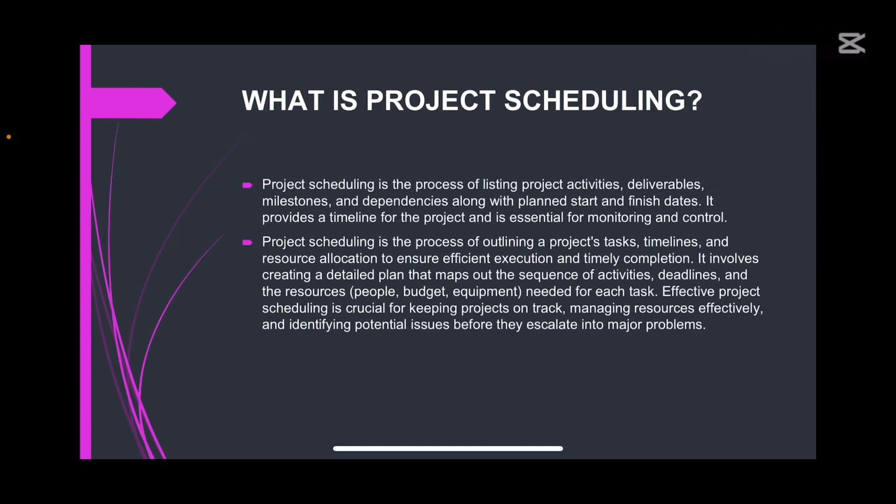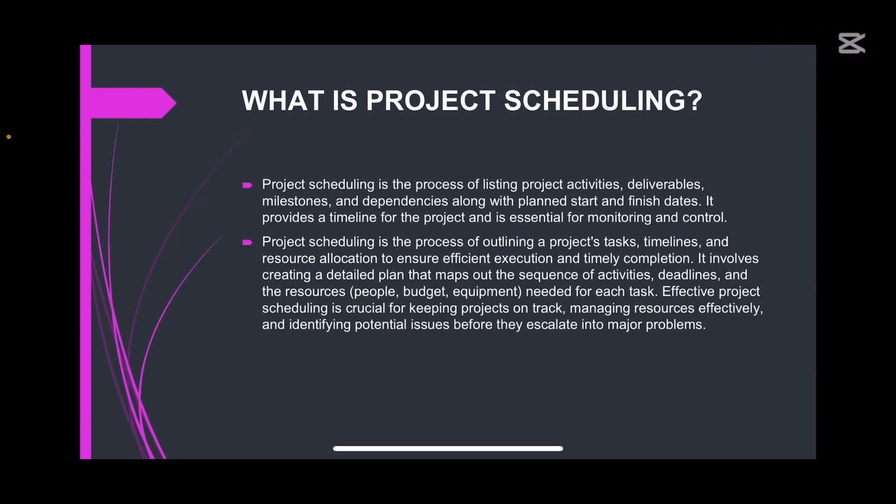Moving forward, what is project scheduling? I gave 2 definitions here, so you could choose the one you want. Project scheduling is the process of listing project activities, deliverables, milestones, and dependencies along with planned start and finish dates. I don't know why I still cannot pronounce this word, deliverables. It provides a timeline for the project and is essential for monitoring and control.